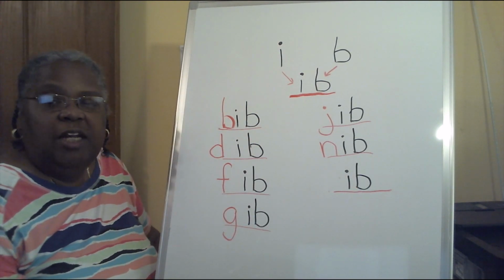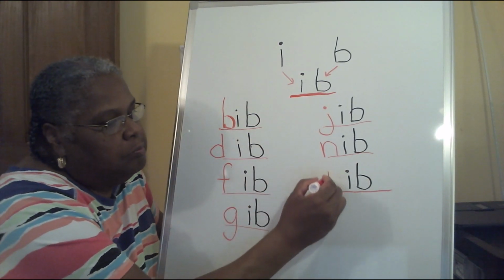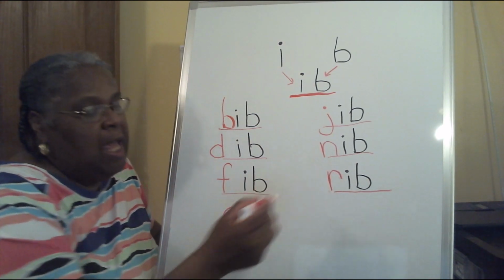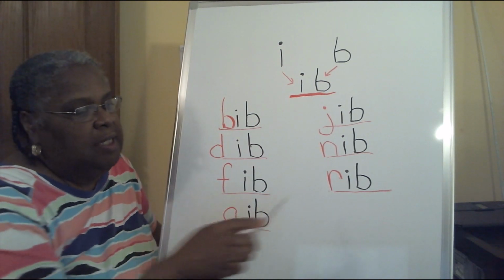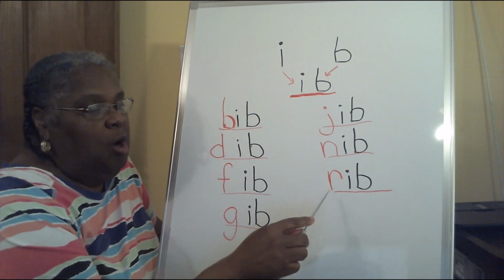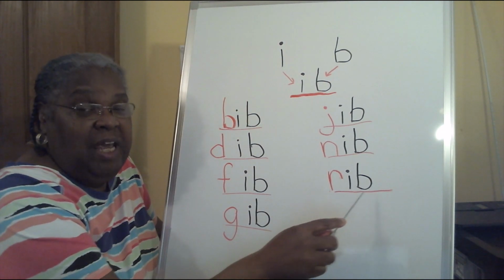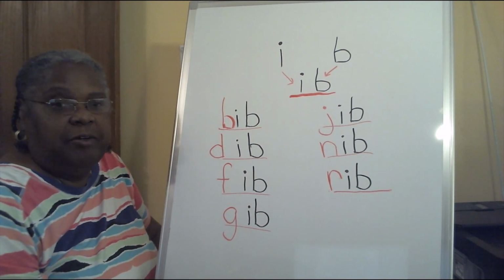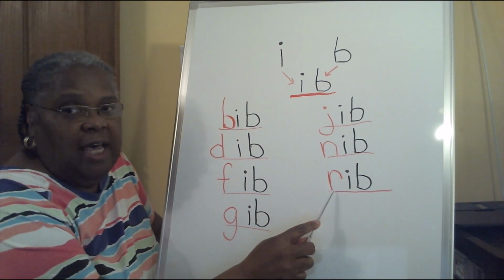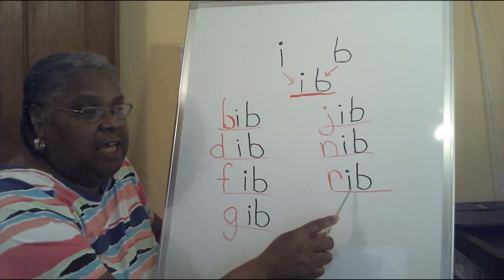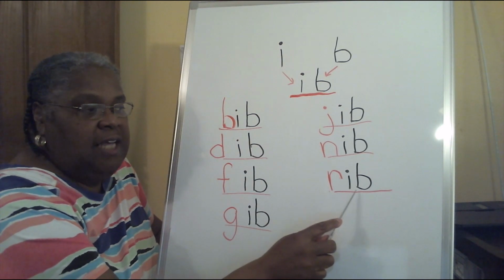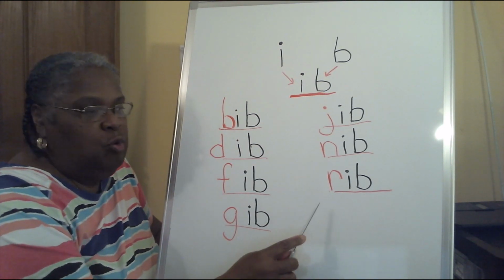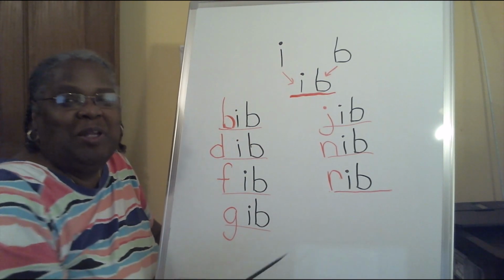When we put the letter R at the beginning of the blend IB, we form the word rib. Let us sound out the word together. Say the R sound, R. Say the sound of the blend, IB. Now say the R sound and the sound of the blend together smoothly, rib. Great job.